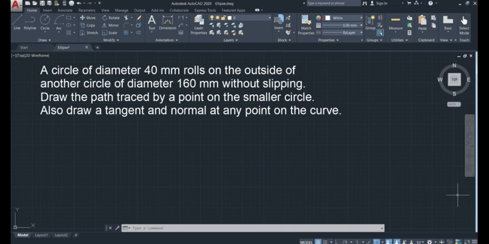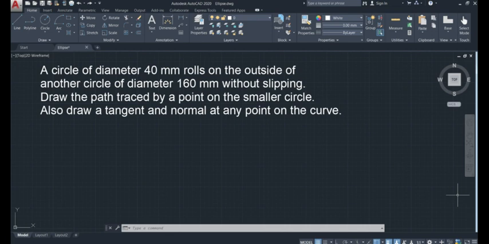From the question we have no data related to the name of the curve. We have to identify the name of the curve, whether this is a cycloid or epicycloid or a hypocycloid or involute or whatever. From the question it is given that a small circle of diameter 40 mm is rolling on the outside of another circle, which is in fact the definition of the epicycloid. So directly we can take it as an epicycloid. For drawing an epicycloid, there is a set of procedures.